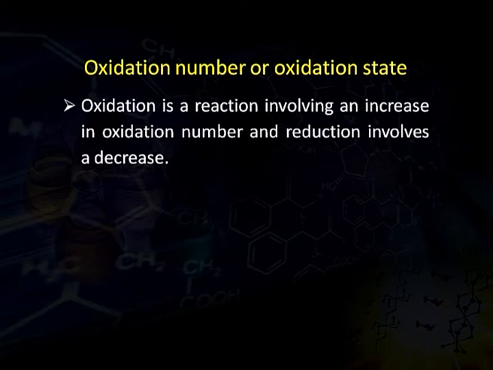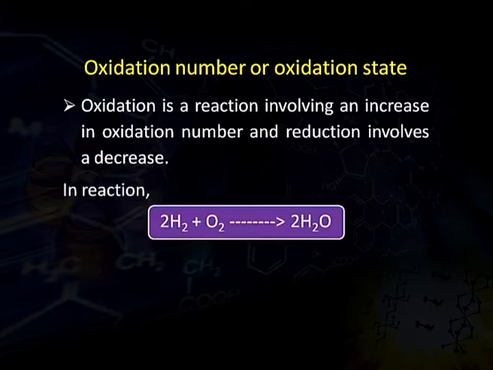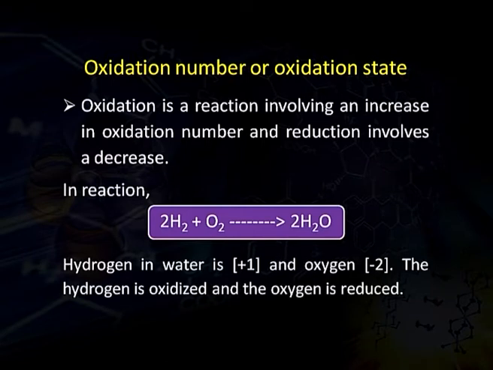Oxidation is a reaction involving an increase in oxidation number, and reduction involves a decrease in oxidation number. So, during a chemical process, if you compare the oxidation numbers, then the oxidation or reduction process can be predicted. In a reaction like this, where a water molecule is being formed from hydrogen and oxygen, hydrogen in water has an oxidation number of +1 and oxygen -2, so the hydrogen is getting oxidized and oxygen is getting reduced.